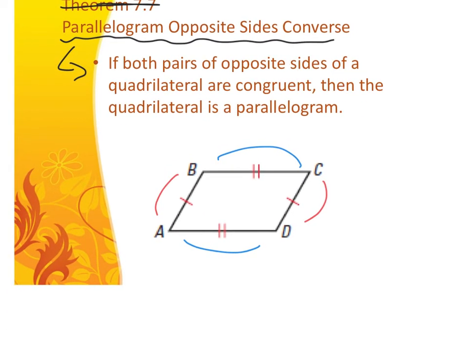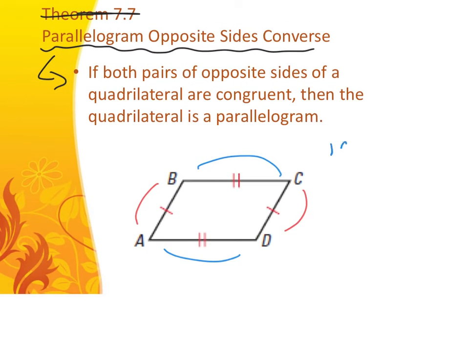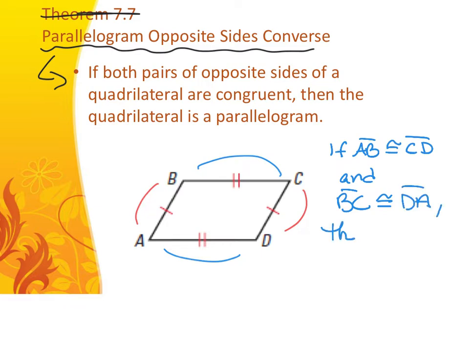If they want us to write this based off of our picture, what we could state is that if AB is congruent to CD, and if BC is congruent to DA, then ABCD is a parallelogram. And I'm just going to draw a picture of one instead of writing out the word parallelogram. So this is the first way to prove that a given quadrilateral is in fact a parallelogram.